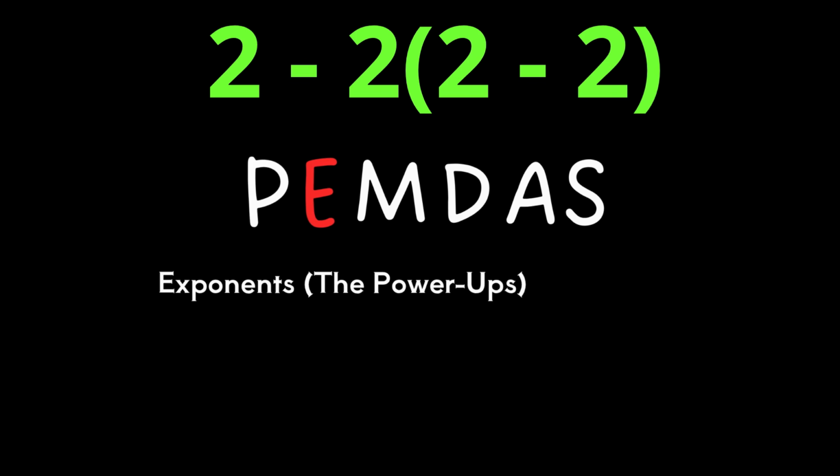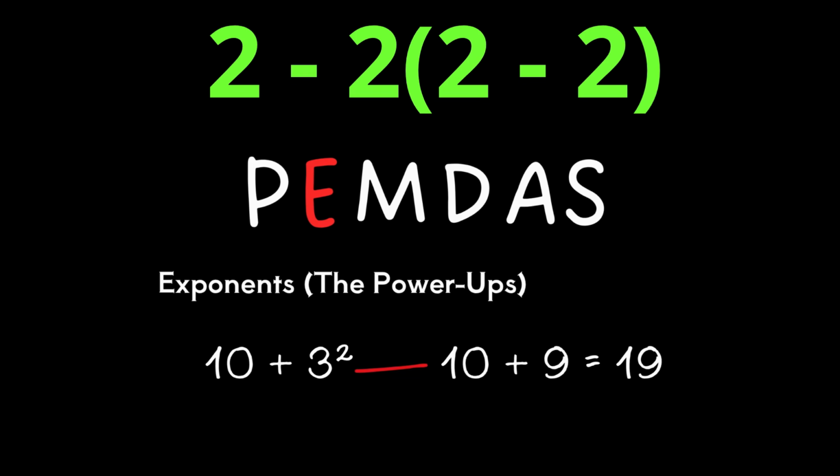E is for exponents. These are your powers, like 5 squared. You solve them immediately after the parentheses. Example, 10 plus 3 squared becomes 10 plus 9 equals 19.